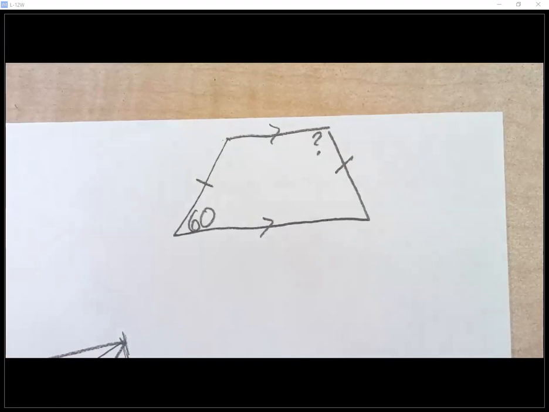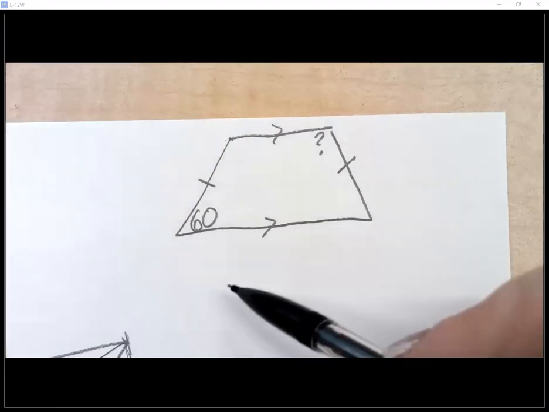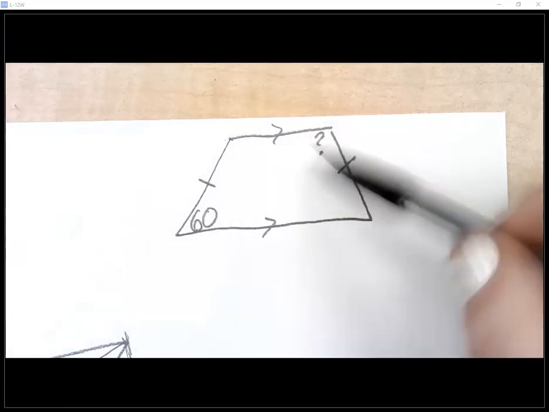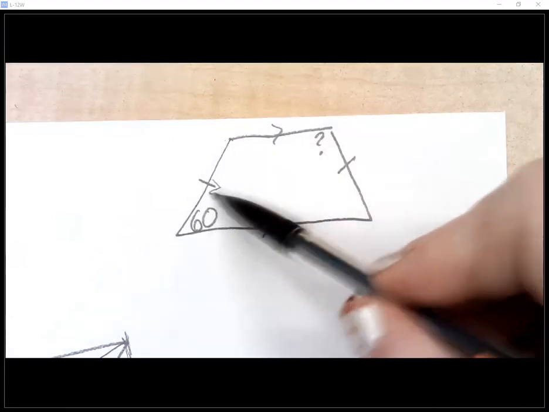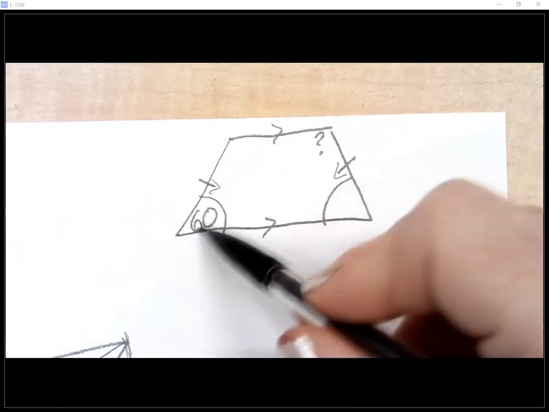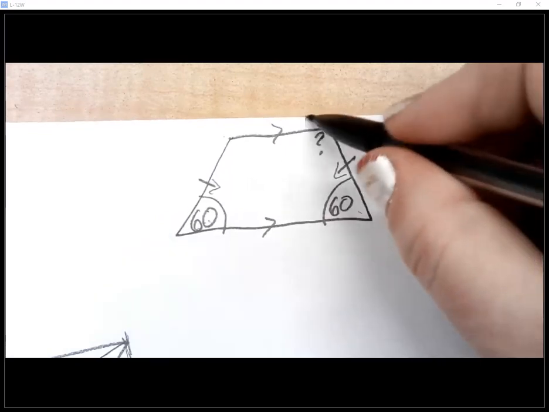This is not a parallelogram, right? So opposite angles are not the same. But since it's an isosceles trapezoid, remember these little lines point at who's gonna be the same? So these two angles would be the same. If that's 60, so is this. And now what's true about these two angles right here? Same.